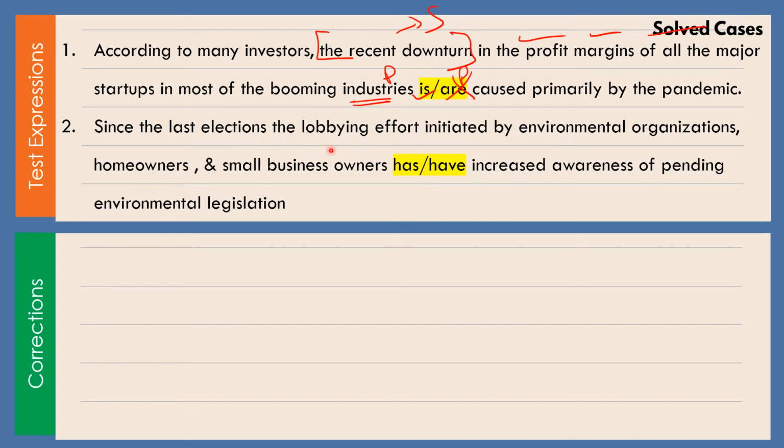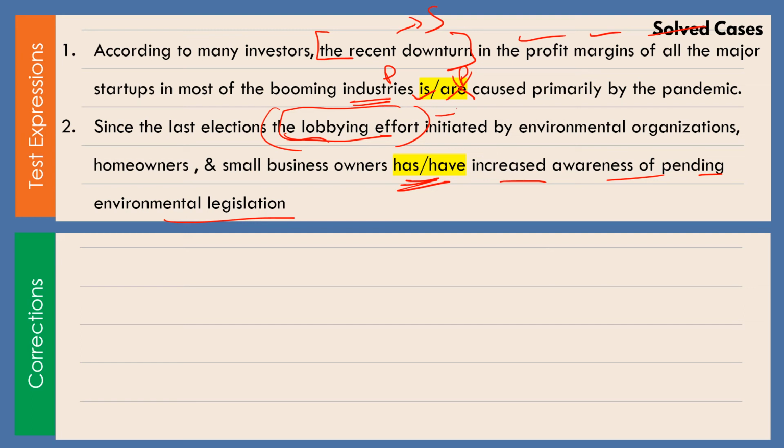Since the last elections, the lobbying effort initiated by environmental organizations, homeowners, and small business owners has or have increased awareness of pending environmental legislation. What has increased awareness of pending environmental legislations? Is it the small business owners? No. It is the lobbying effort, right, which has increased awareness of pending environmental legislation. So that's the main subject here, so far as this verb is concerned.